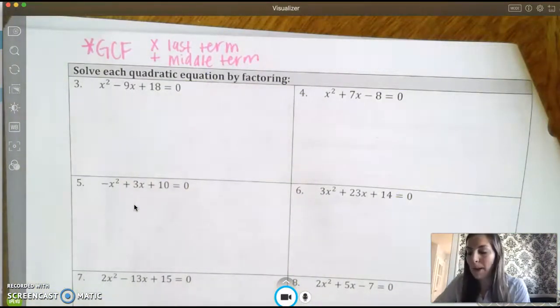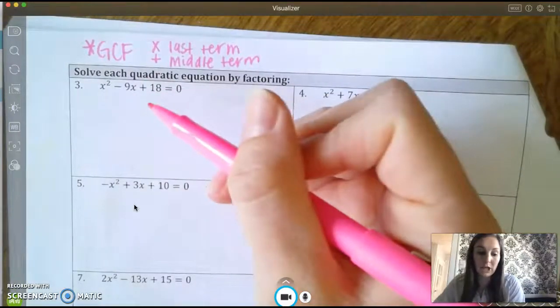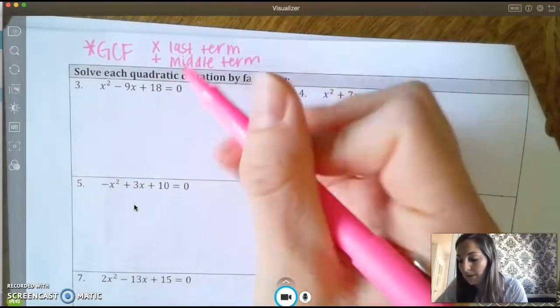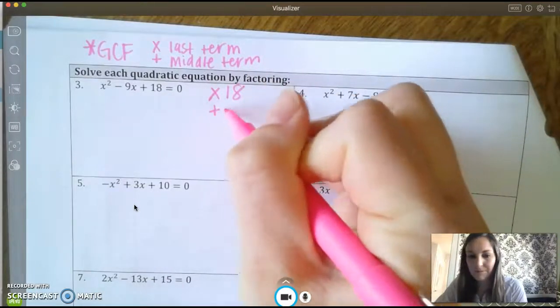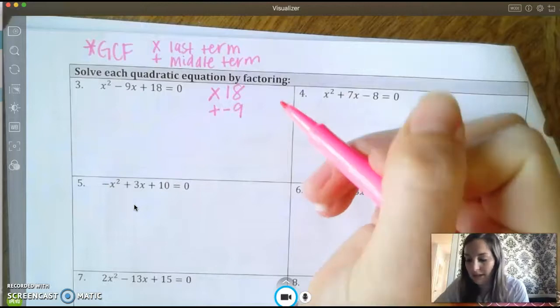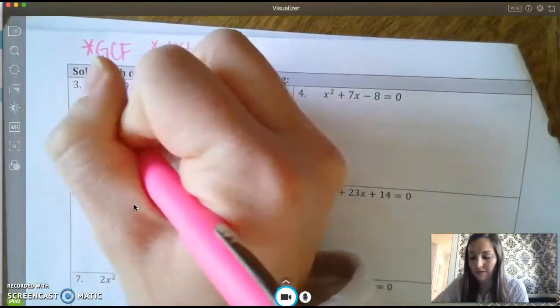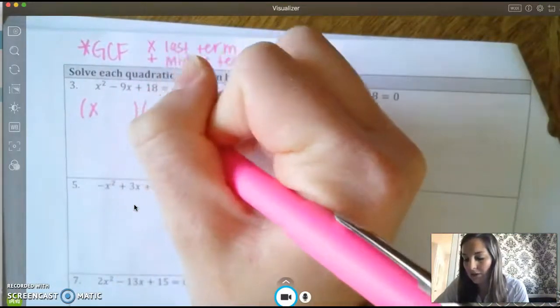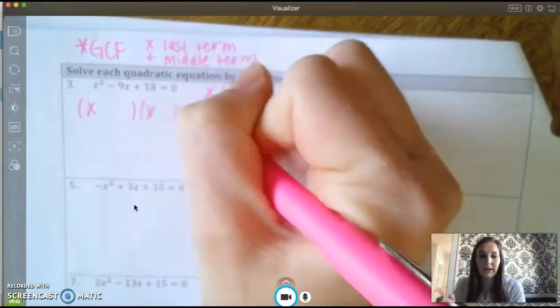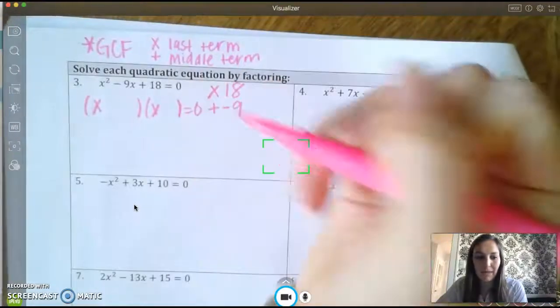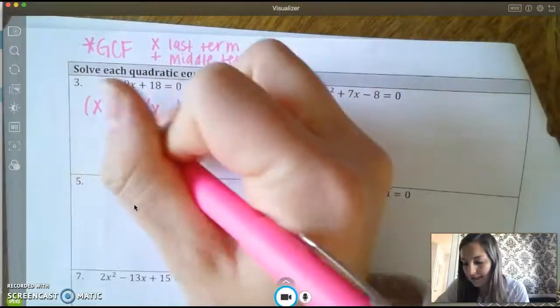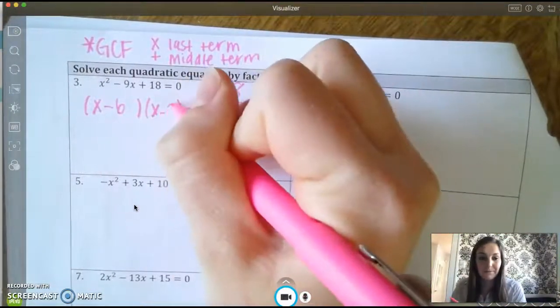Let's look at this first example here. So we have x squared minus 9x plus 18 equals 0. So we're looking for two numbers that multiply to 18 and add to negative 9. And that's going to give us negative 6 and negative 3. So remember, if we're stuck, we should just start by writing out the parentheses, right? Give ourselves some place to start so we can boost our confidence a little bit.